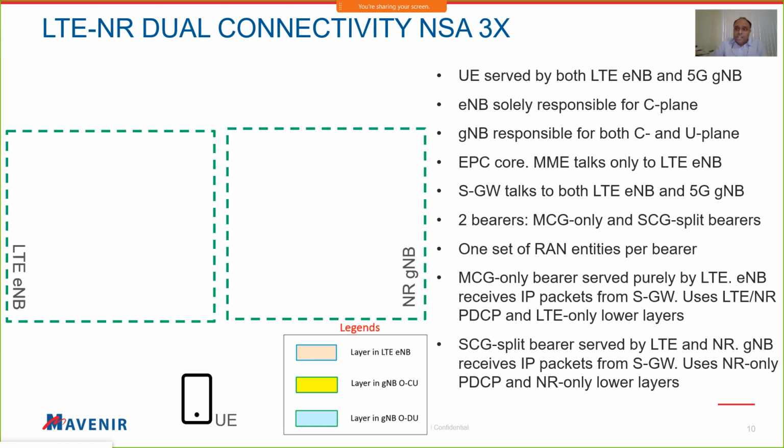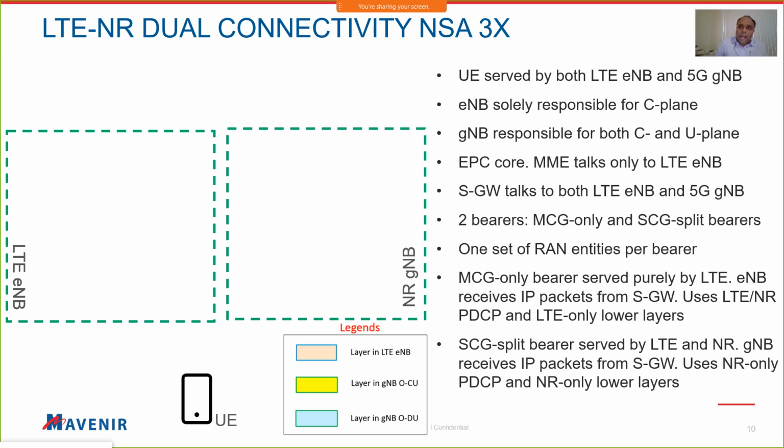The user is connected to both the LTE radio, the LTE node B, as well as the 5G G node B. The user can access the 5G network if and only if he's connected to the LTE network, and that's why this deployment is called NSA, non-standalone deployment. The LTE node B is responsible for the control plane operations dealing with call connectivity and mobility, while the data plane is jointly handled by both the G node B as well as the LTE node B.